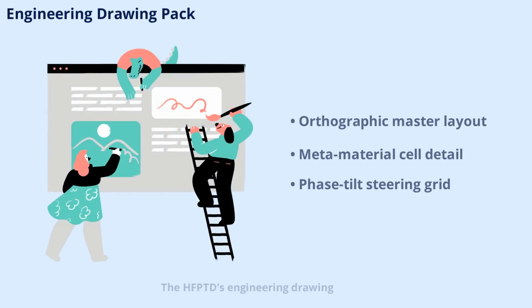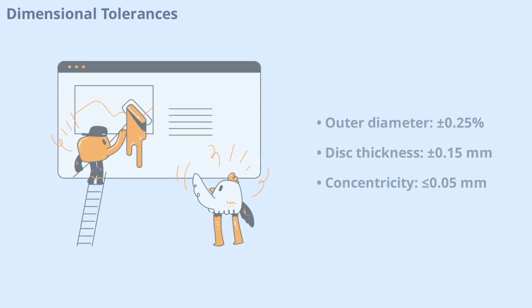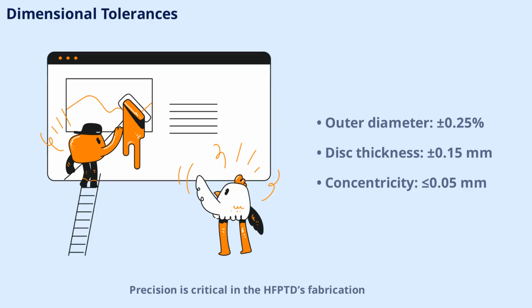The HFPTD's engineering drawing pack includes detailed orthographic layouts, metamaterial lattice cell details, flash phase emitter node schematics, and phase tilt steering grids. Each plate is meticulously labeled with revision codes, title blocks, and dimensional tolerances specified for manufacturing. This documentation ensures that every aspect of the HFPTD can be faithfully reproduced and maintained. Precision is critical in the HFPTD's fabrication.